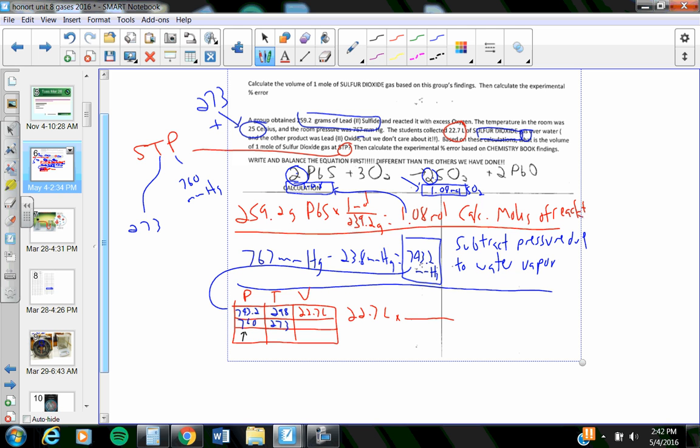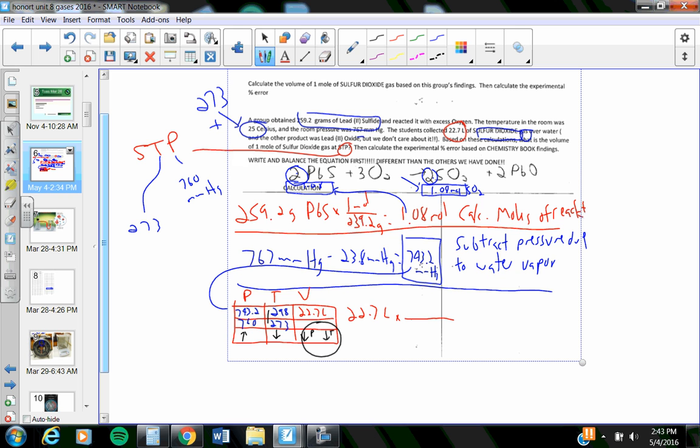But pressure and volume are inversely proportional. That will cause a decrease in volume due to the pressure. So I'll just make a little note to myself. But if we change the temperature from 298 to 273, that's a decrease. Temperature and volume are directly proportional. A lowering of temperature would cause a decrease in volume due to that temperature.